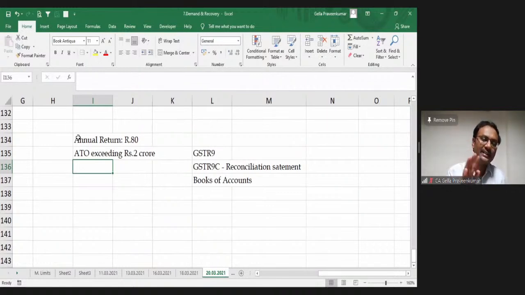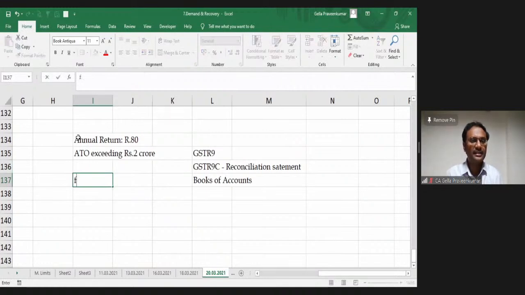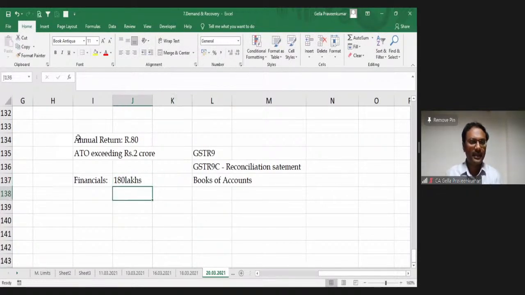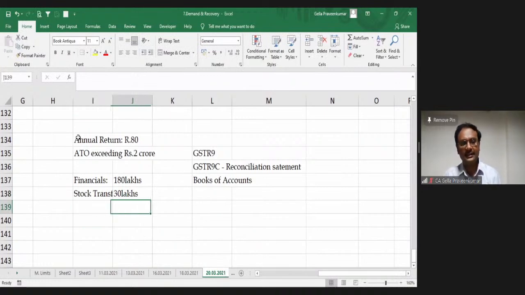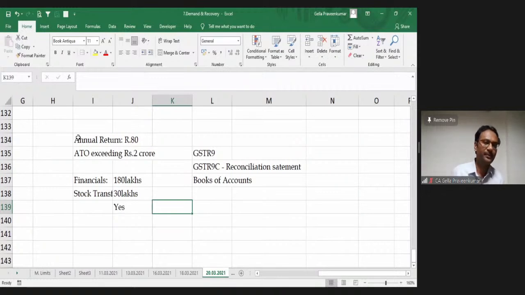So if the assessee has a turnover, say financials turnover is say 180 lakhs. Then my inter-unit transfer, stock transfer, is 30 lakhs. Then GSTR 9, yes, to be filed. Reason, my aggregate turnover includes the stock transfer.